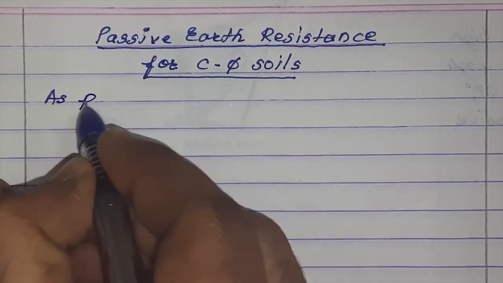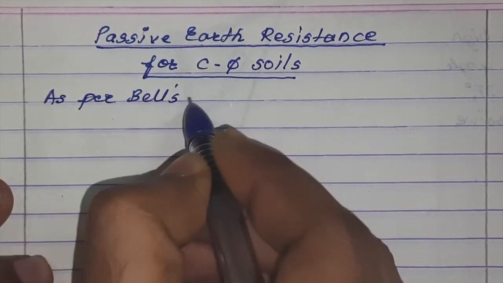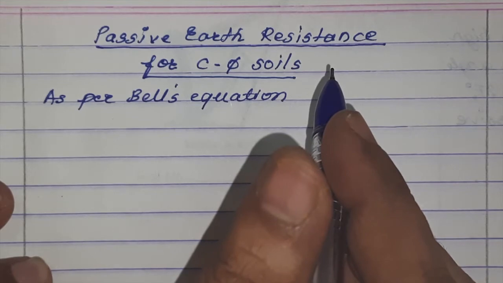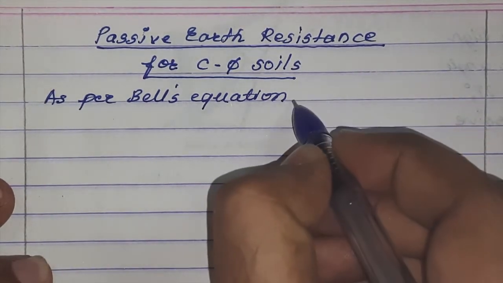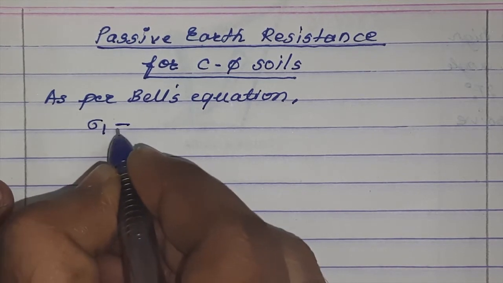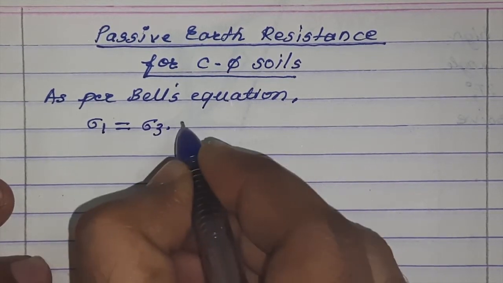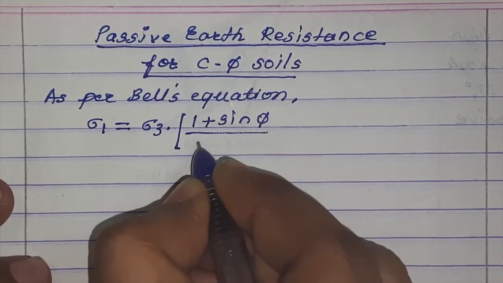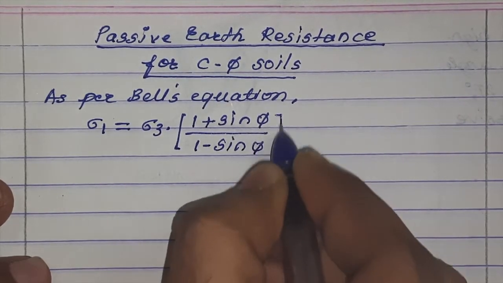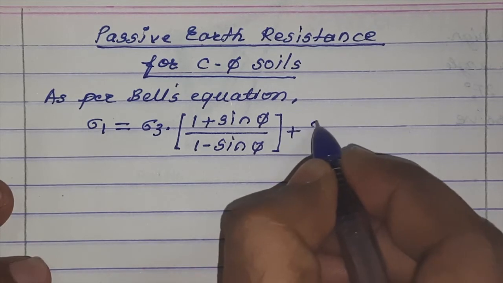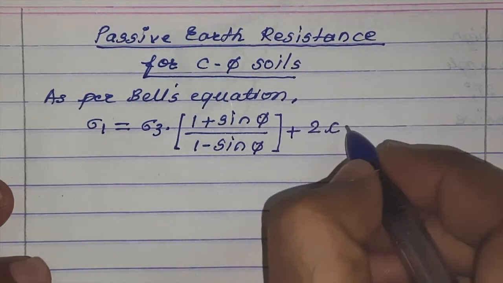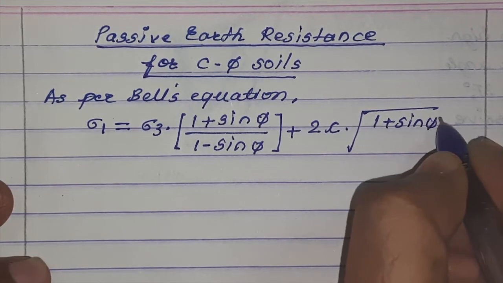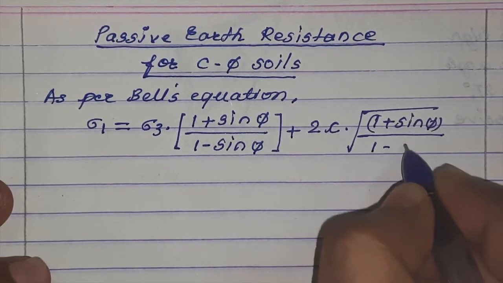As per Bell's equation, which is used as the principal stress relationship at failure, sigma 1 is equal to sigma 3 multiplied by (1 plus sin phi divided by 1 minus sin phi), plus 2c multiplied by under root of (1 plus sin phi upon 1 minus sin phi).